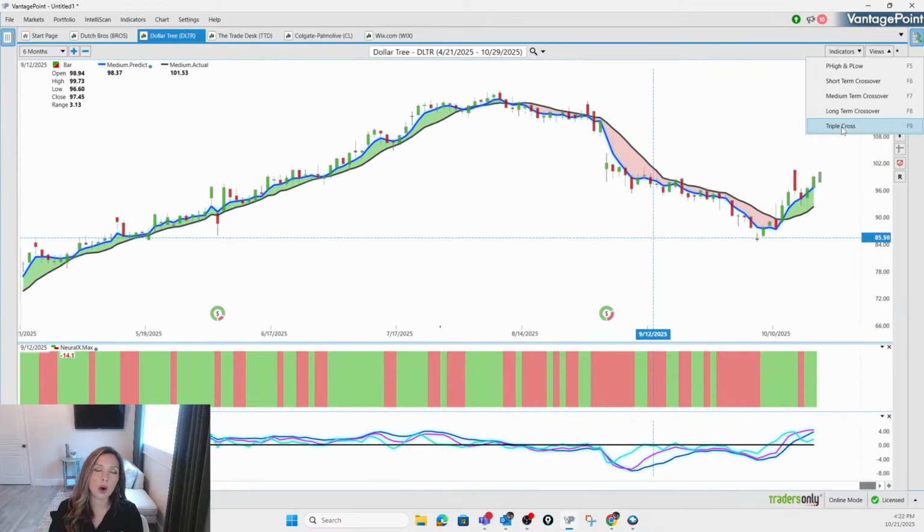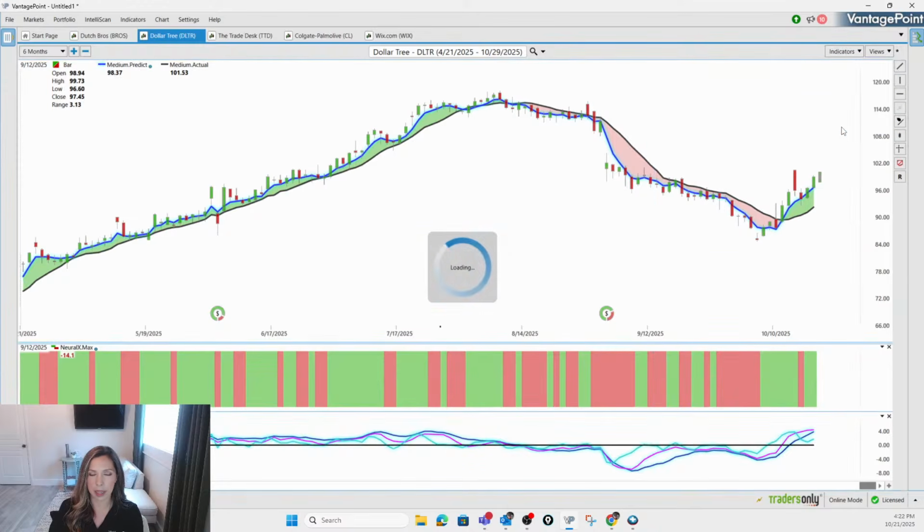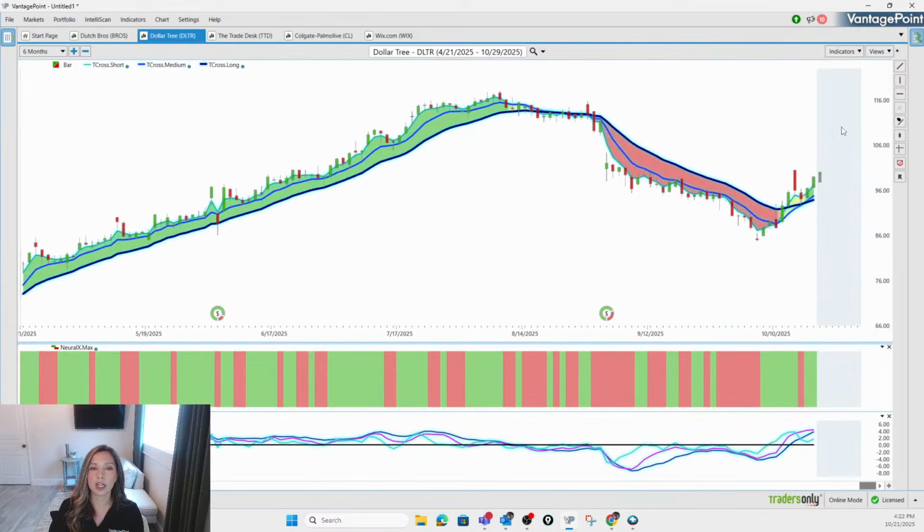So for those of you who are newer to VantagePoint or are just seeing it, there are multiple views in VantagePoint that can really help you customize the software for your trade strategy. After all, we really want the software to work for you and not the other way around. And so what you can do is, in fact, customize your VantagePoint software for your particular trade preferences. So this is one way to do that, and it's the crossovers. So as we see here, our triple cross is these 3 lines, and that's why we call it the triple cross, because it's comprised of a T-cross short, a T-cross medium, and a T-cross long.